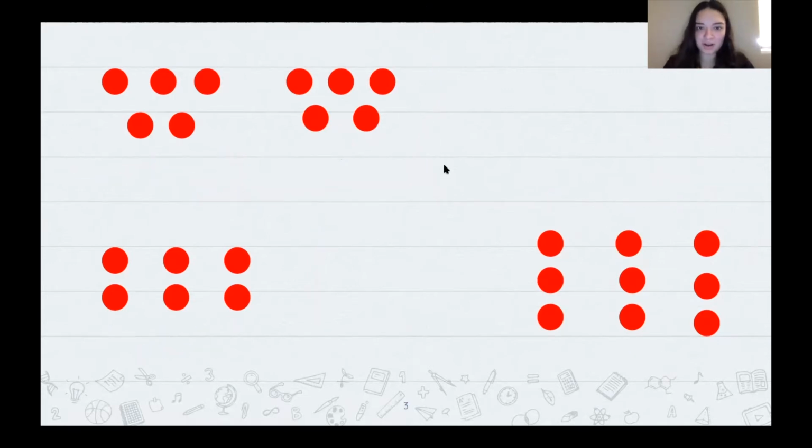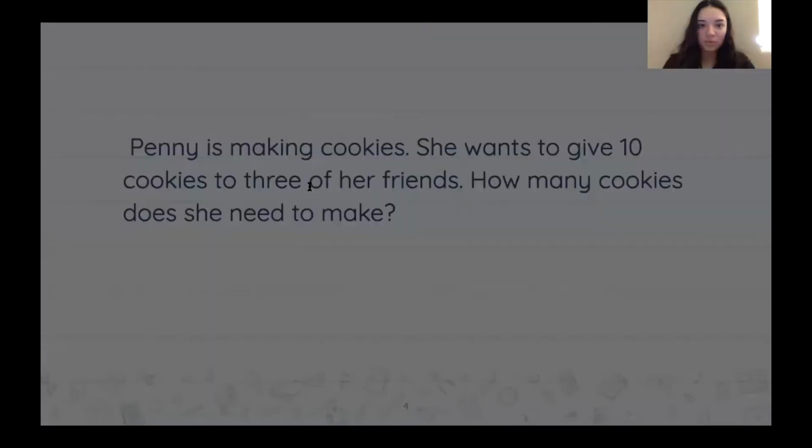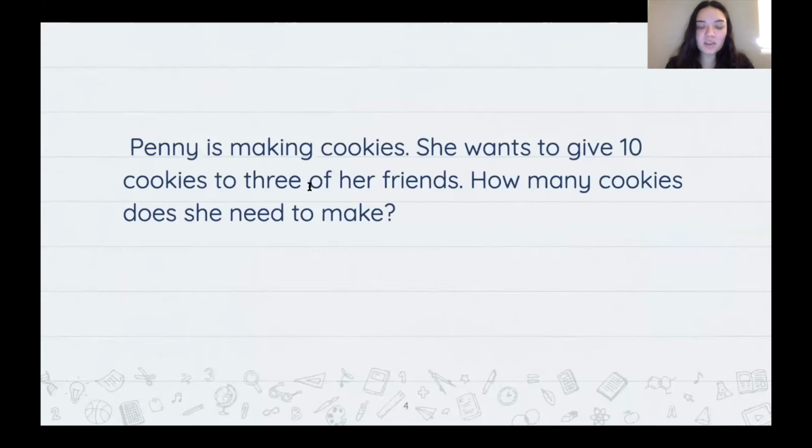Moving on to our next problem. This is a word problem we're going to look at. Penny is making cookies. She wants to give 10 cookies to 3 of her friends. So how many cookies does she need to make in total? I'm going to have you guys start by making a repeated addition sentence.